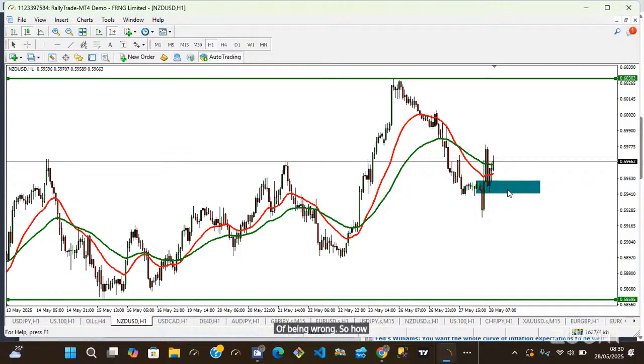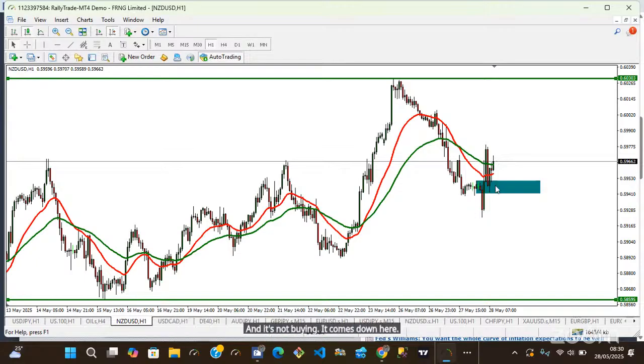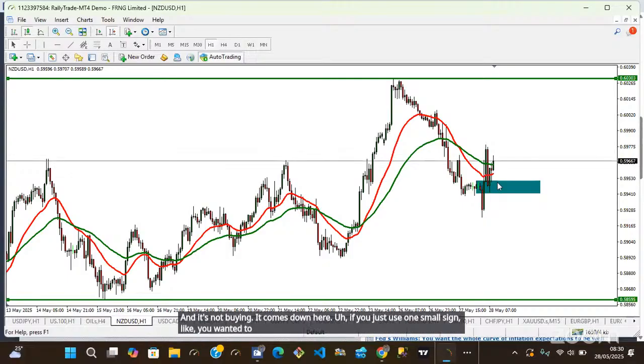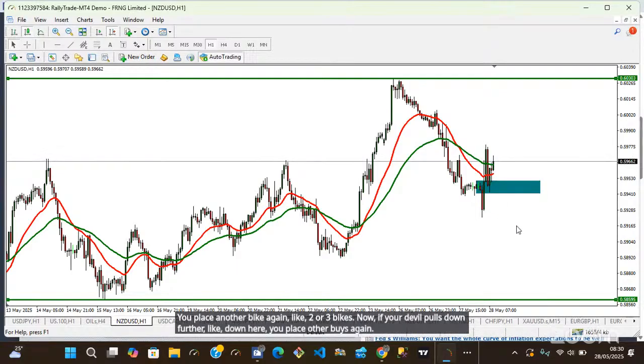So how do you help yourself? Just look for a good strategy. So you cut your losers, you don't double down when you shouldn't double down. So for instance, if you place a buy here now and it's not buying, it comes down here. If it just shows you one small sign like you wanted to start buying, you place another buy again, like 2 or 3 buys. Now, if it even pulls down further, like down here, you place other buys again. What if market was to do a full retracement?